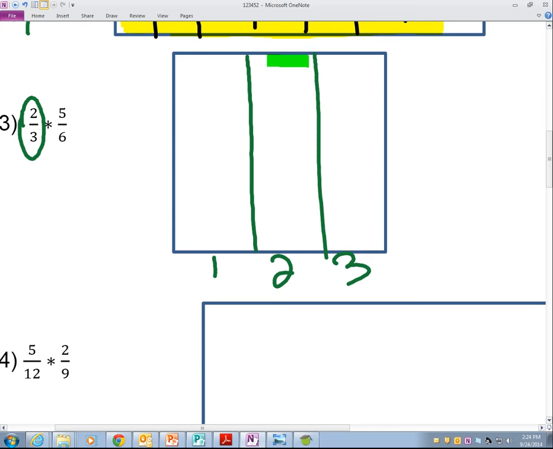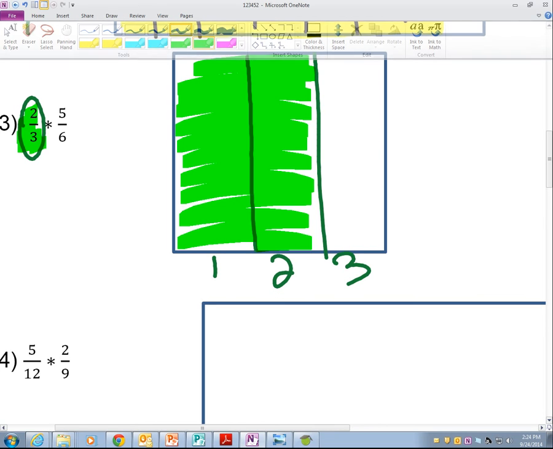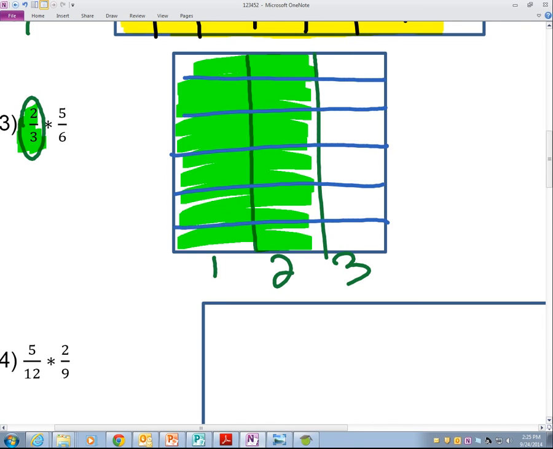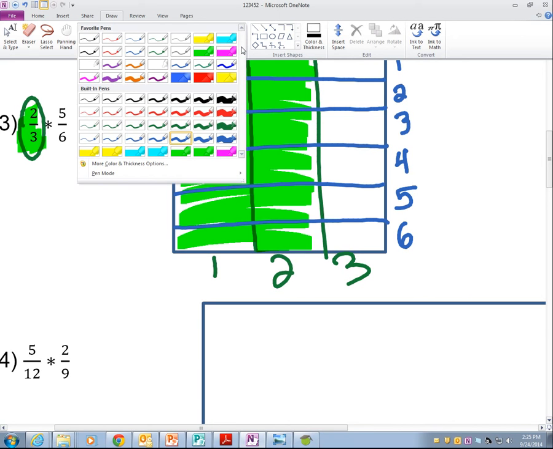We have 2/3. I'm going to shade in 2/3. Next one, I'm going to split it up into 6ths. 6 is going to be 1/3. Cut each of those in half. 1, 2, 3, 4, 5, 6. You may have done it the other direction, which is just fine, but in the end, we will all have the same thing if you're doing it correct.